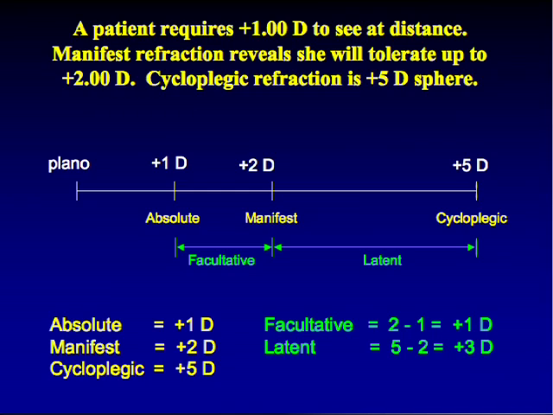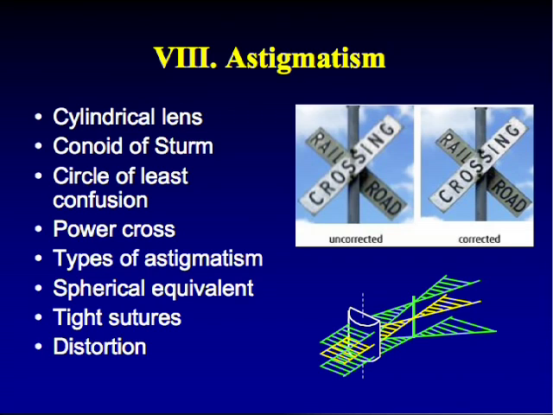But she'll accept up to 2 diopters, so the manifest hyperopia is +2, and the facultative hyperopia, that is the ability to shift to still be in focus. She has a facility to keep things in focus of 1 diopter, 2 minus 1. Then the cycloplegic or total hyperopia is 5 diopters, and so the latent hyperopia, that only shows up under testing conditions, is 5 minus 2, or 3 diopters. So that's accommodation and hyperopia.